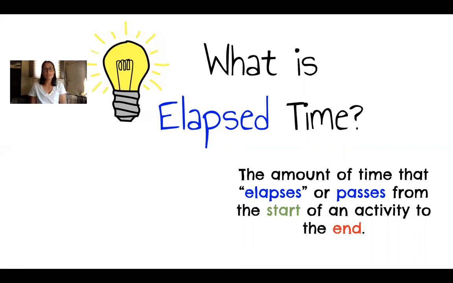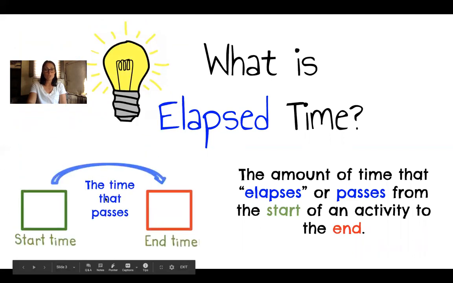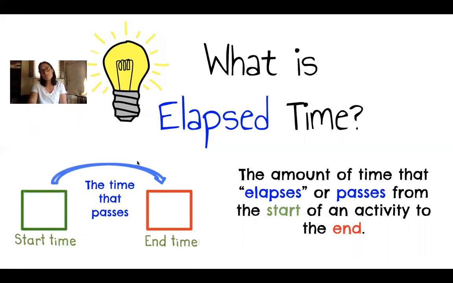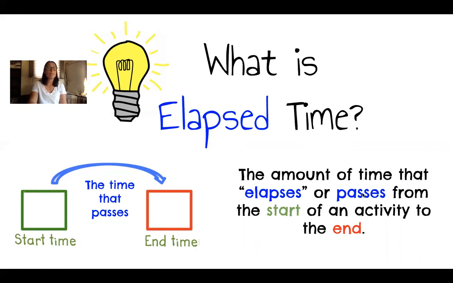That is elapsed time. I have a really good diagram to show you, is what I was talking about. So we have a start time, we have an end time, and the elapsed time is everything in the middle. So this whole blue space is the elapsed time. And if you notice over here, I've created our start as green, our end as red, and our elapsed time, or the time that passes, in blue.